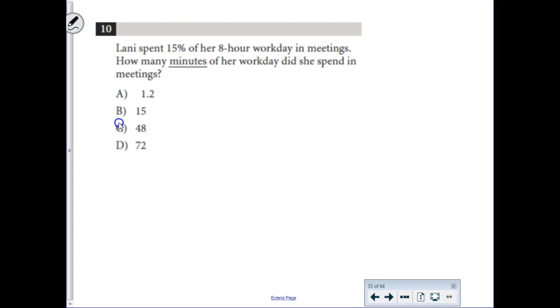All right, Lonnie spent 15% of her 8-hour workday in meetings. And they underline this to kind of help you out, guys. How many minutes of her workday did she spend in meetings? So let's start by figuring out 15% of our 8-hour workday, and then realize how we're going to change that to minutes. So 15% is 0.15. You can multiply it by 8. And then you're going to get some answer.